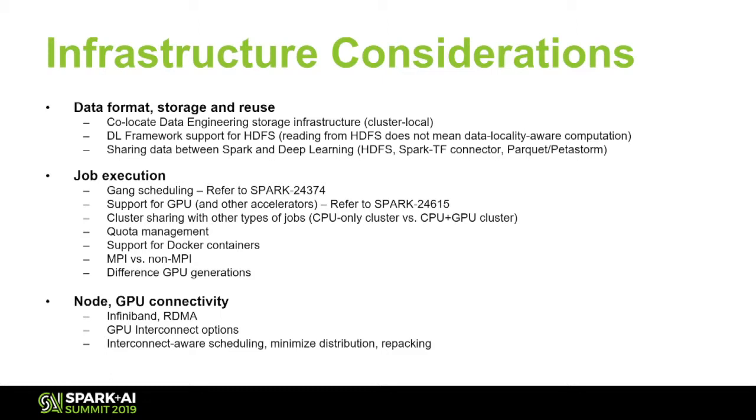Next thing is cluster sharing. If you're using the same cluster for CPU-only jobs and GPU jobs, you need to think about this noisy neighbor effect. GPU jobs are not exclusively using GPUs. Depending on what you do in your code, they may use CPUs and the memory in the system to some large extent, so they can interfere with each other. That is something to consider. MPI versus non-MPI, Hyong touched upon it earlier, so I'm going to skip that. And support for different GPU generations. That is another thing to keep in mind.